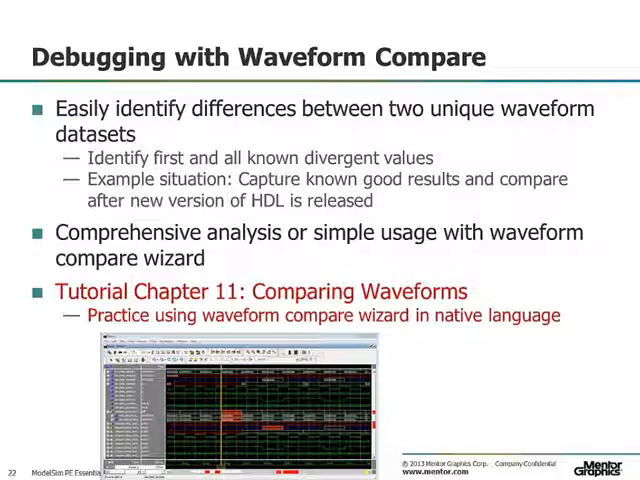but not always. So you can use the waveform compare wizard, or you can modify all the parameters to put tolerances on the leading edge or on the trailing edge of values. So it's a very, very comprehensive capability, but most people can get a lot of their jobs accomplished just by using the waveform compare wizard. And we'll walk you through that wizard in Chapter 11 of the tutorial comparing waveforms.